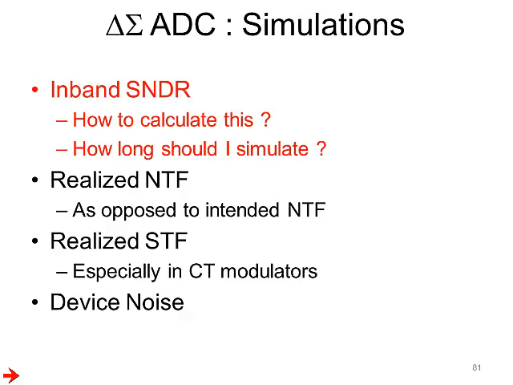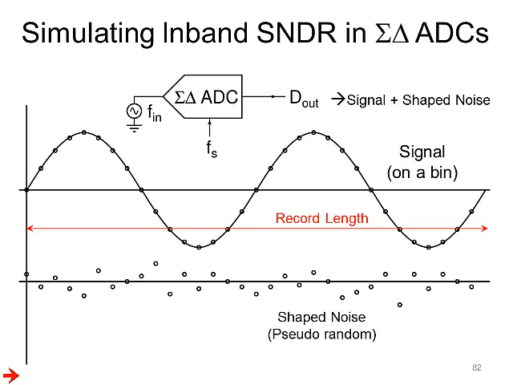So the things that you would want to simulate in a delta sigma ADC are the in-band SNR. So the question to ask is, how do I calculate this? And how long of a simulation must I run to be able to estimate this SNDR accurately? And what should I do with windowing and so on? So let's dive into this.